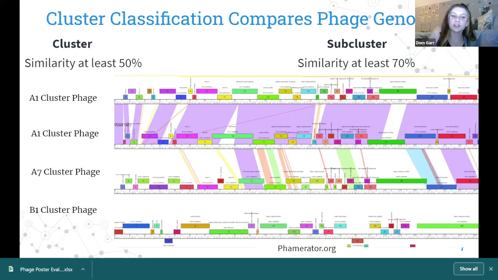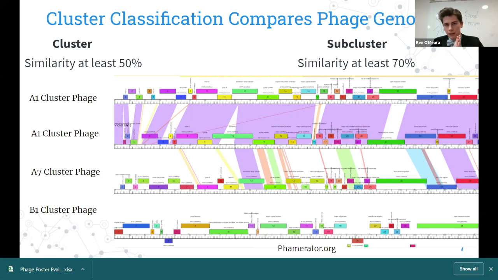So here you can see 4 different phages and their gene maps. The color between the gene maps signifies homology between sequences. So at the bottom, you can see A7 and B1 cluster phages with no stripes between their genomes, which signifies that there is below 50% similarity between their sequences, which is what places them in separate clusters. However, you can see 2 A cluster phages in the middle, A1 and A7 phages, and they have some stripes of color between their genomes, signifying that they have some homology between their sequences. They are at least 50% similar, which is why they are in the same cluster.